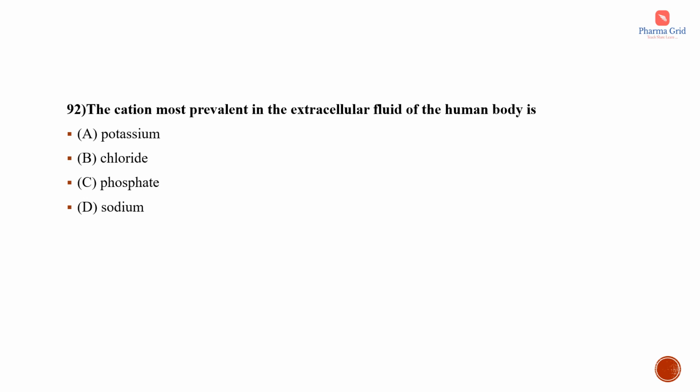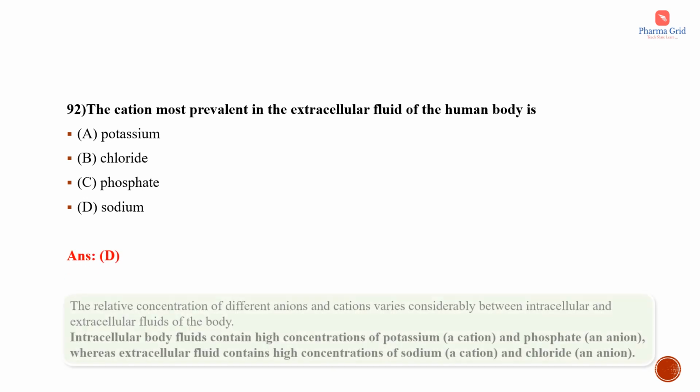Next question. The cation most prevalent in the extracellular fluid of the human body is. The options are potassium, chloride, phosphate, sodium. So here the correct answer is option D, that is sodium.